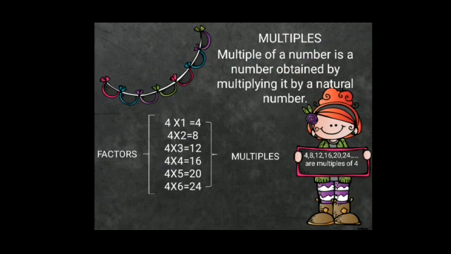What are multiples? A multiple of a number is obtained by multiplying that particular number by natural numbers. For example, here you can see multiples of 4. 4 multiplied by 1 gives 4, then multiplied by 2 gives 8, then multiplied by 3 gives 12 and so on. So, we can conclude that 4, 8, 12, 16, 20, 24 and so on are the multiples of 4.